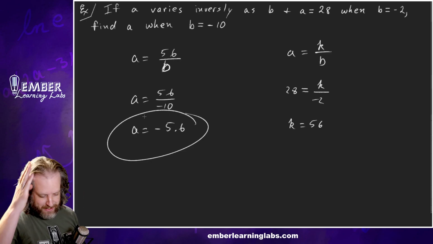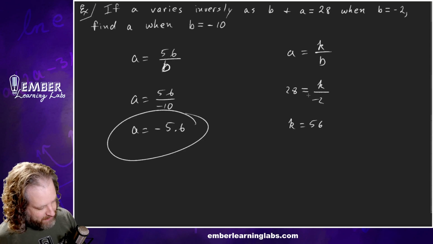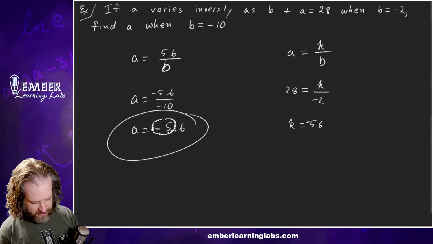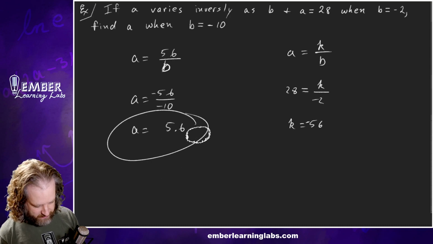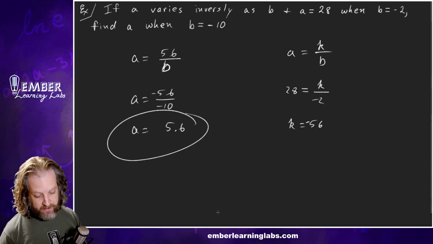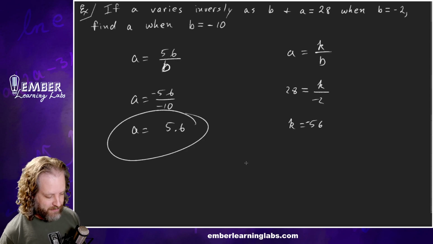Did you spot the mistake? Because I made a mistake. -2 times 28 is -56, which means k would be negative, which would mean our answer is positive 5.6, or 5 2/5 if you want to write it with fractions.